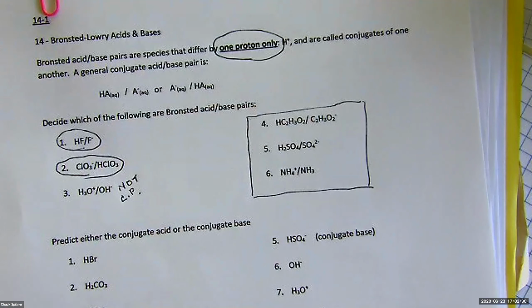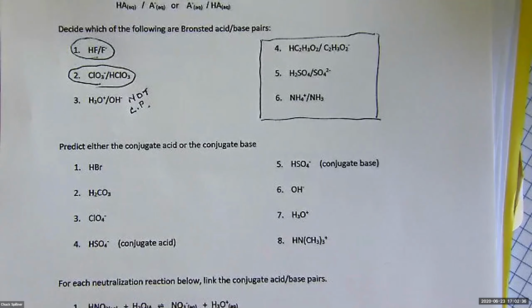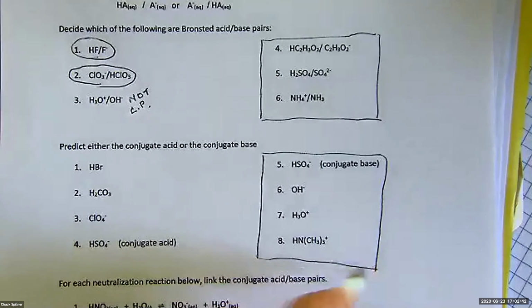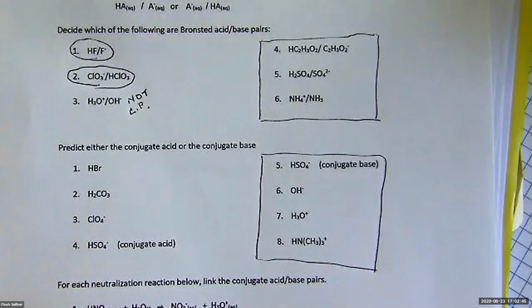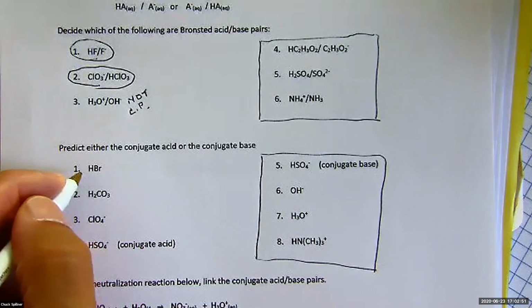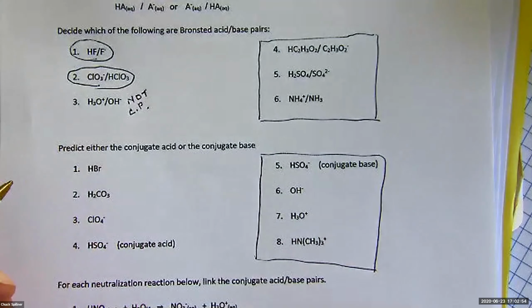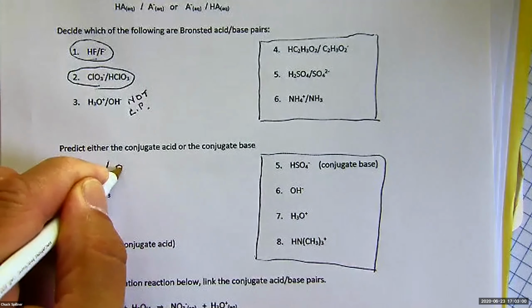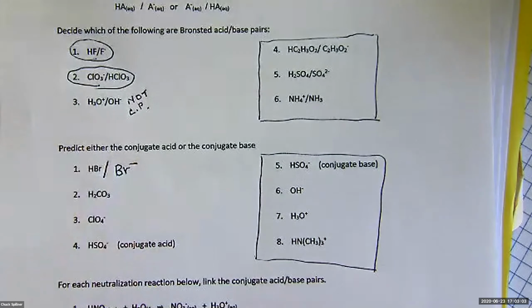So let's look at the next set. What I'll do is I will work on the left side, and I'll let you guys work on the right side. So predict either the conjugate acid or the conjugate base. Since HBr starts with an H, that's the acid. So let's remove that hydrogen ion, and then what's left over is Br minus. So that's our conjugate base. So that's all you have to do. Just write the formula of what's missing, either the conjugate acid or the conjugate base.